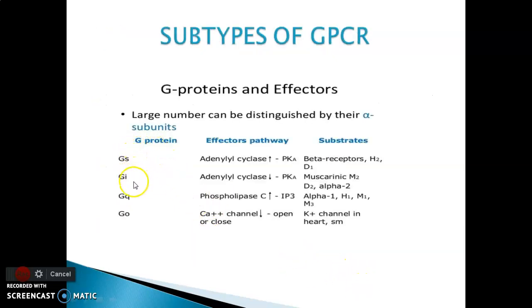There are further subtypes of G protein, one of which acts through the adenyl cyclase pathway, either activating or inhibiting it. The second one is the phospholipase C, IP3-DAG pathway, and the third one is opening of channels, particularly calcium and potassium channels. These are examples of the subtypes of G protein receptors. Examples are Gs beta receptor, Gi muscarinic receptor, Gq alpha 1, H1, M1 receptor, and Go, the channels in heart.